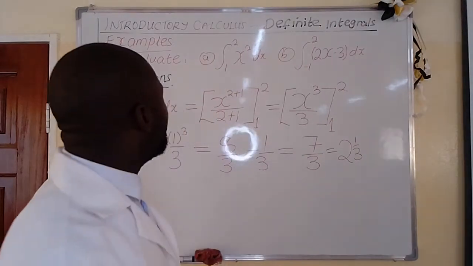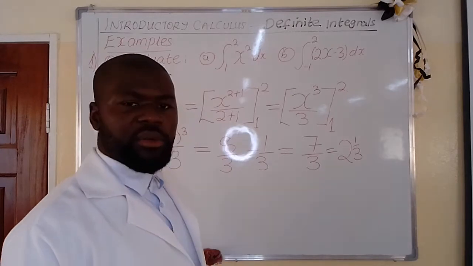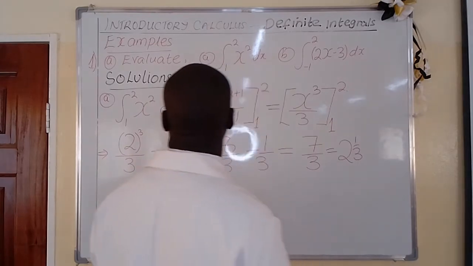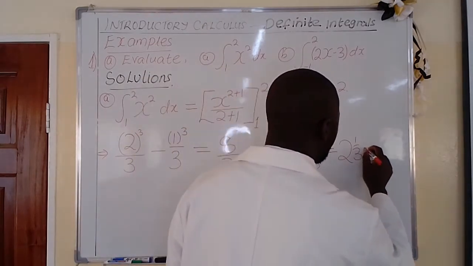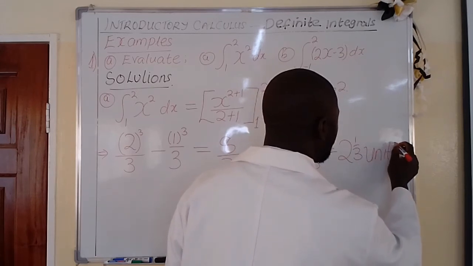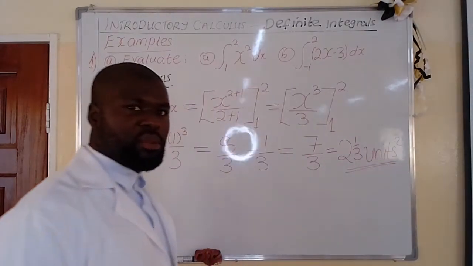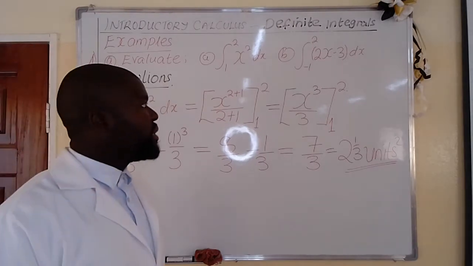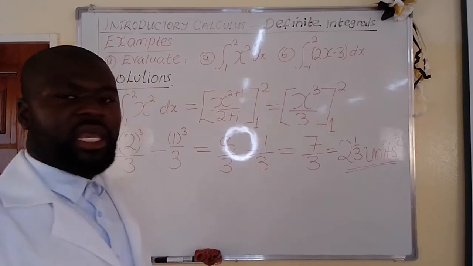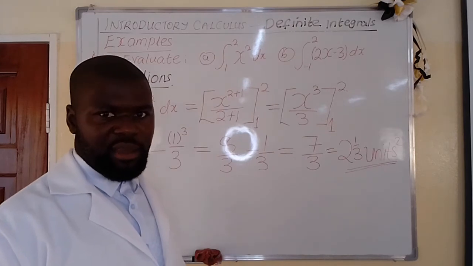the value of this integral. Now, watch out for the units. The units, for now, are supposed to be square units. The units are supposed to be square units. Because actually, the definite integral is a way of getting the area under a curve.